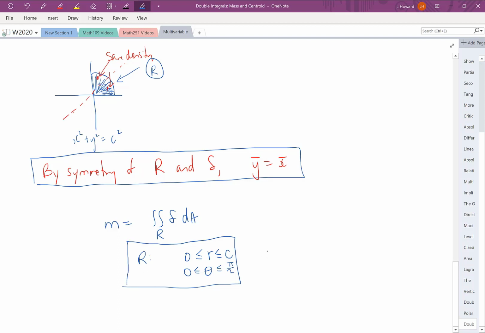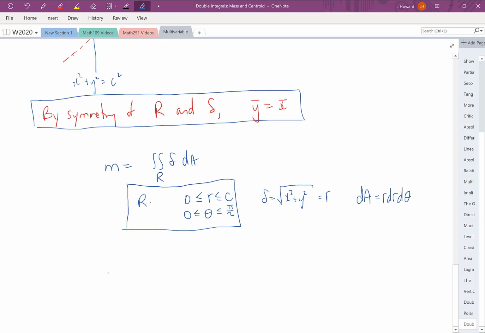Okay, in terms of our integrand, delta, we're told in the question, is the square root of x squared plus y squared, but if we move that into polar, that becomes r. And then dA in polar is r dr d theta. So that way, we're ready to rewrite our mass in polar coordinates.